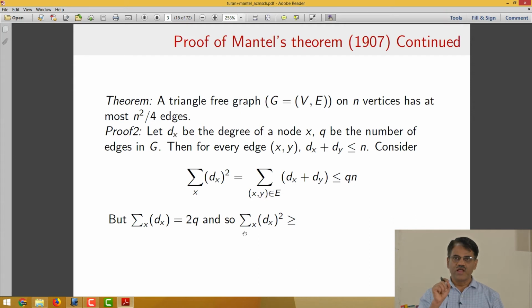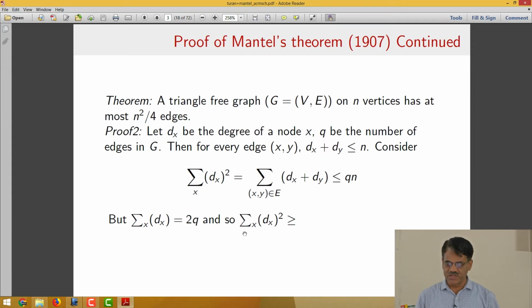5 plus 5, so 25 plus 25, 50 is the sum of the squares when the sum is 10, when it's 5, 5. But if it's 2 and 8, you get 64 plus 4, and if it's 3 and 7, you get something else. So 5, 5 is the minimum. So similarly here, the sum of the squares attains its minimum when all the numbers are same.